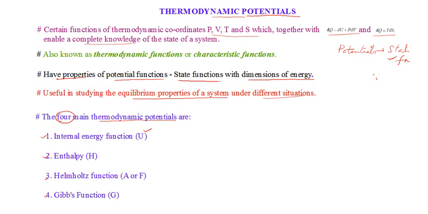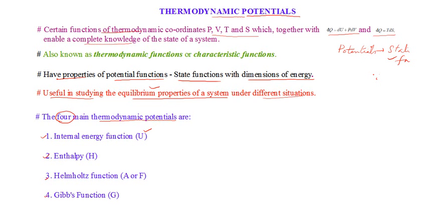See, that is the significance of thermodynamic potential. So what I have highlighted in red here is the importance of thermodynamic potentials. These thermodynamic potentials are nothing but certain functions of already defined thermodynamic coordinates like pressure, volume, temperature, entropy, etc., which, if you use along with some other equations, will give you a complete description of the equilibrium properties of the system. That is what I have to highlight. These functions are useful in studying the equilibrium properties of a thermodynamic system under various situations.